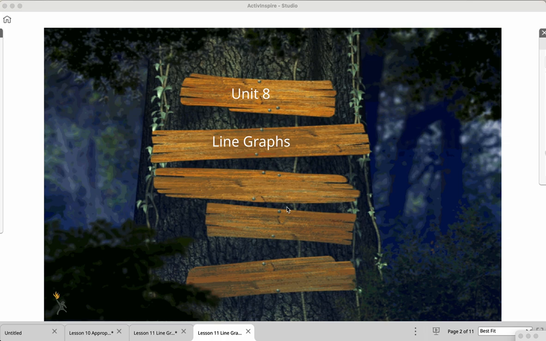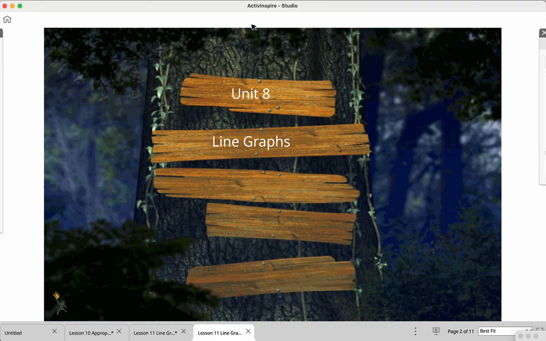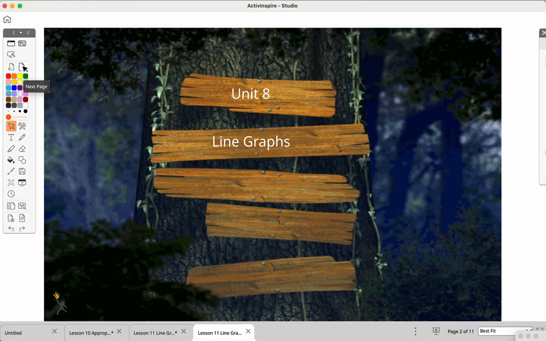Each one of those graphs that we're going to look at in our next lesson has a specific purpose and a specific job to do. We're going to explain how that one works in our next lesson. So right now, we're going to focus on what is a line graph, how do we make it, and what does it do?